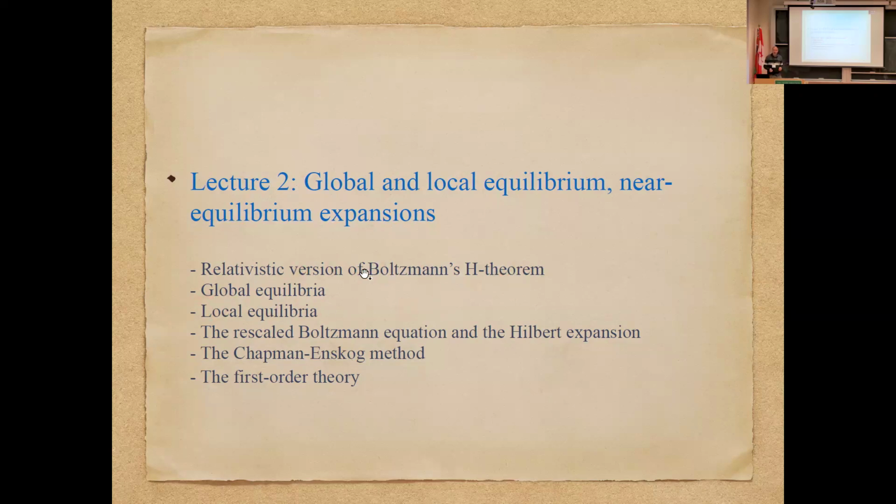And then we're going to talk about equilibrium solutions. Those are the ones that are distinguished by having zero entropy production. And we're going to see that in the GR setting, this puts very strong conditions.